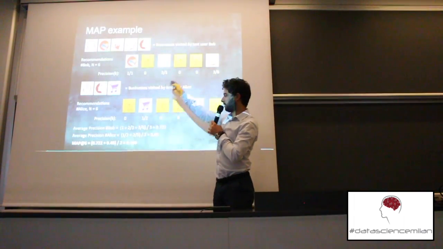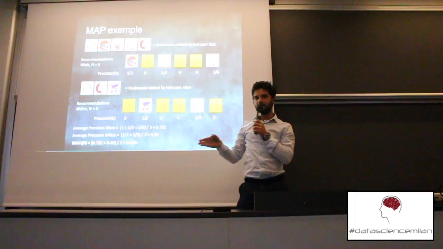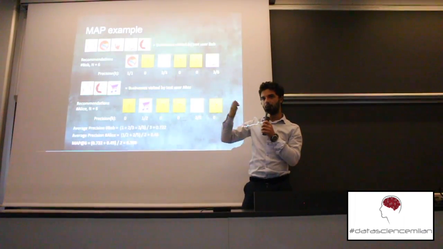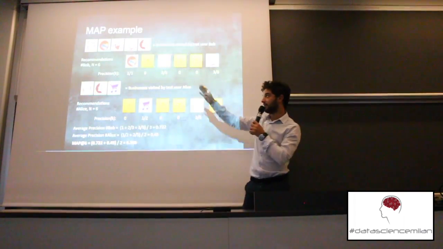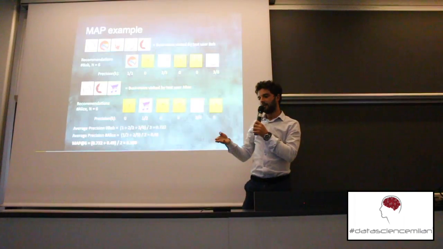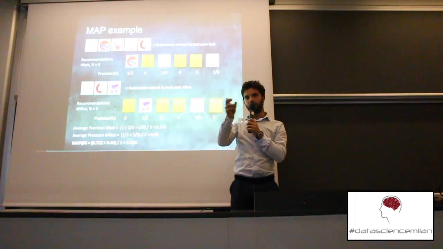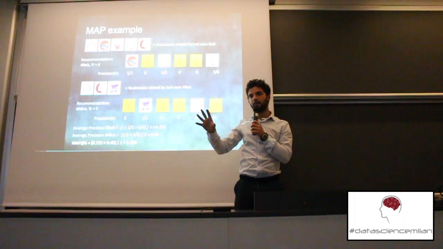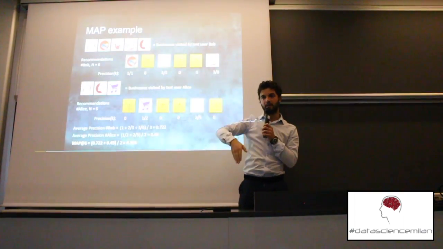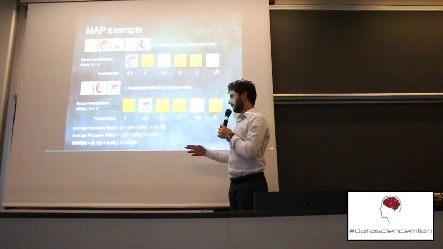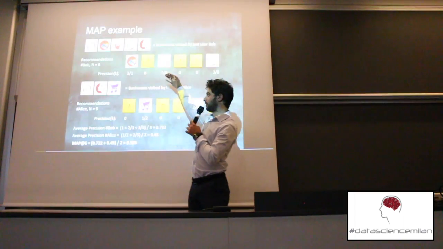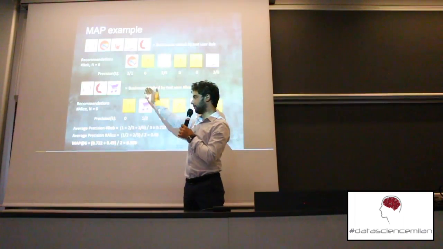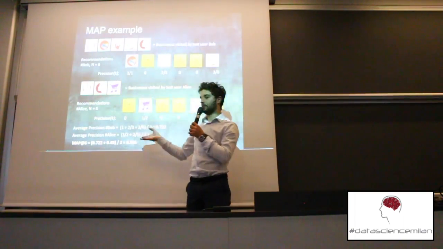So you sum up all of those, and the reason why we sum up different cutoff points instead of just taking the last one is that the order in which you put your recommendations is very important. It's not just about giving the top n, but also about how you rank them. Ultimately, you repeat the same for each single user, the same with Alice, and then take the average.